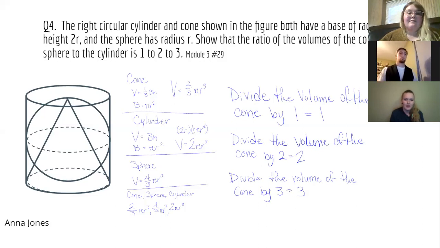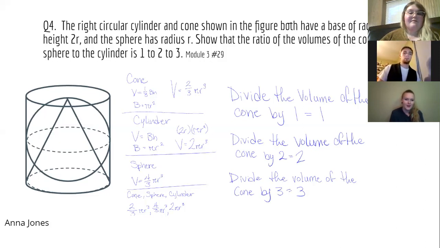So V equals BH, and we already know what BH means, so we have to find the base, and base equals pi r squared. So we're going to plug everything in, so that's going to be 2r times pi r squared, and that's going to give us volume equals 2 pi r cubed.